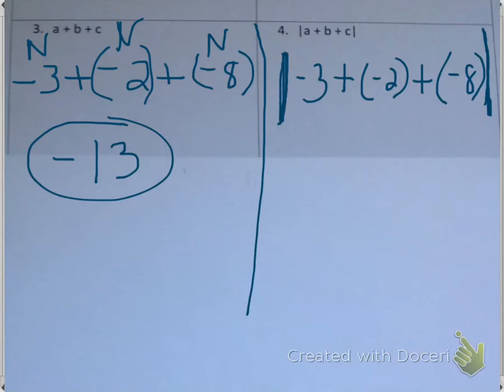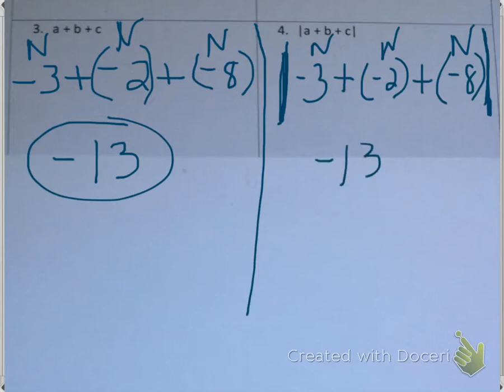Okay? And remember when we did absolute value back in the beginning, I said absolute value is like a grouping symbol. So you do what's inside the absolute value first, and then you find the absolute value when you've done all that you can inside. So we have the negative 3, the negative 2, and the negative 8. They're all the same signs, so add. 3 plus 2 is 5, 5 plus 8 is 13.